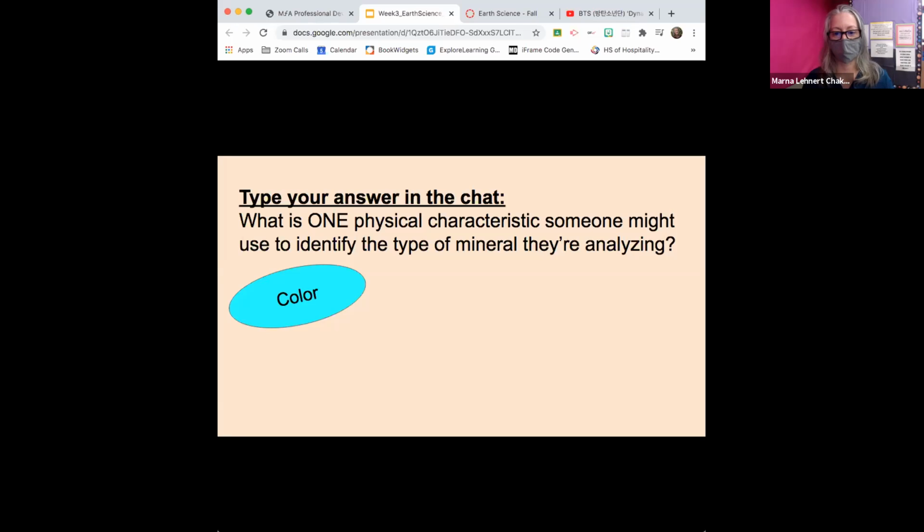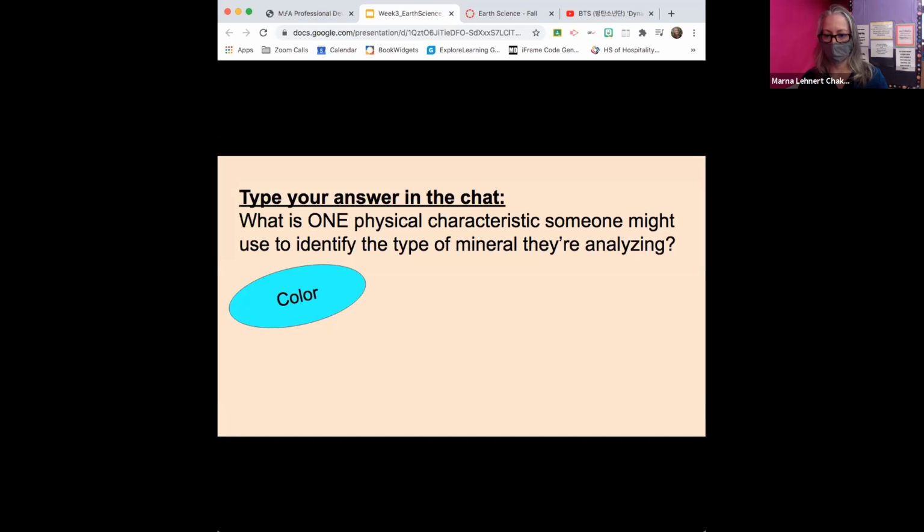So metallic versus non-metallic. If it's metallic, it looks like a metal, right? Like this mineral looks kind of metallic. It's shiny and looks like a metal, like you would typically think of as a metal. And something that does not look like a metal, like say this one, is non-metallic. Okay, awesome. So we've got color, we've got streak, we've got luster.